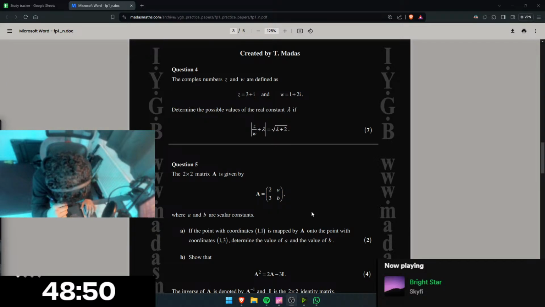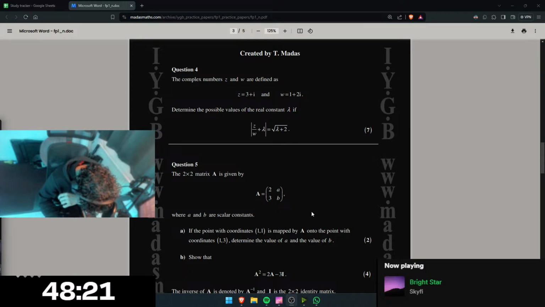Put that in the calculator. I don't know if you can have the... Yeah, you can have quadratics with non-real coefficients. But it says the real constant, meaning I have made a mistake. Let's go back to our roots.